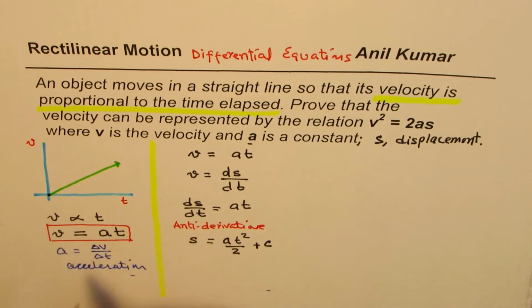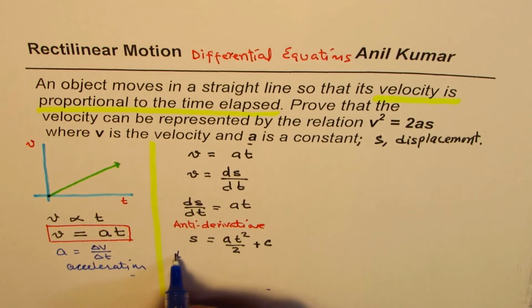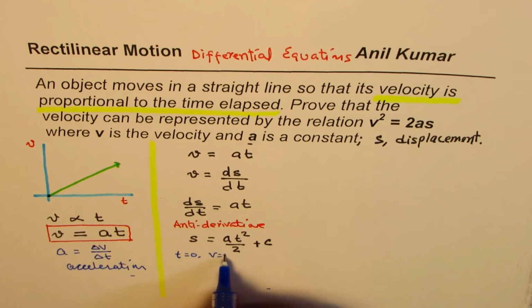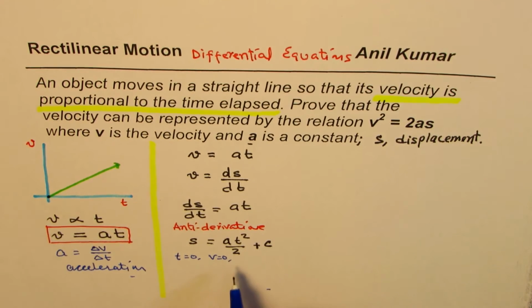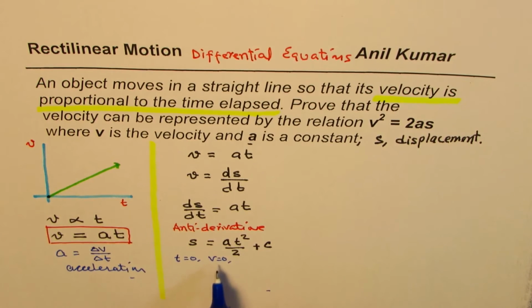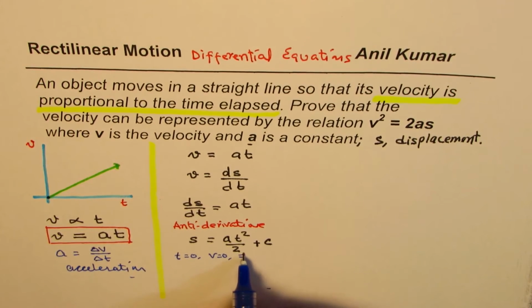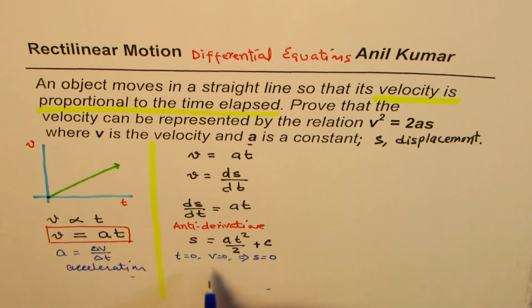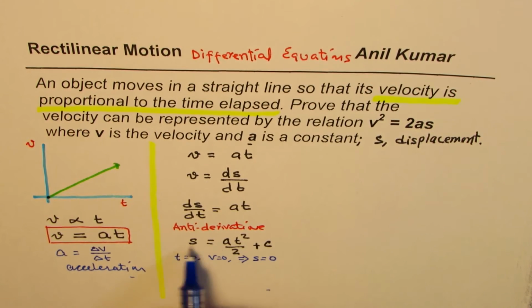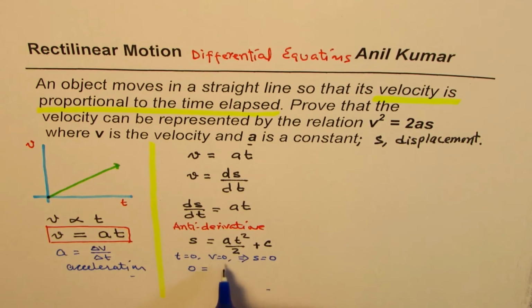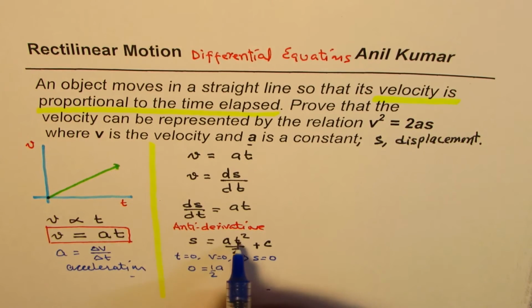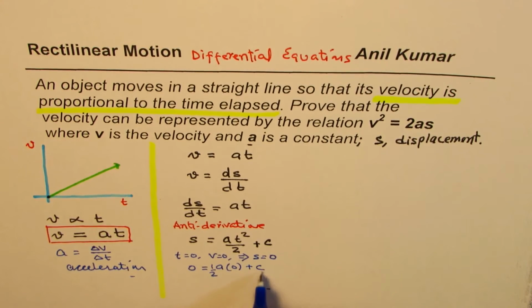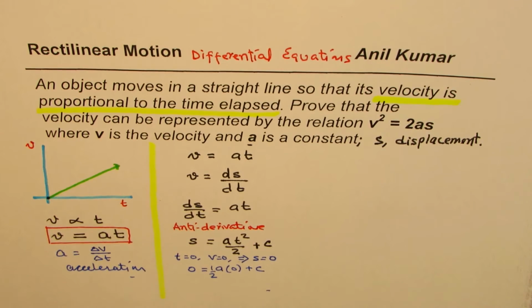Let's look at this point. So here, what do we see? At t equals 0, velocity is 0. That means the object has not moved, right? So the object didn't move, and therefore it implies that s is also equal to 0, right? So if I substitute these values here, we get c. So we could write s is 0 equals half a times 0 squared plus c. So from here we can write what c is. Clearly, c is equal to 0.